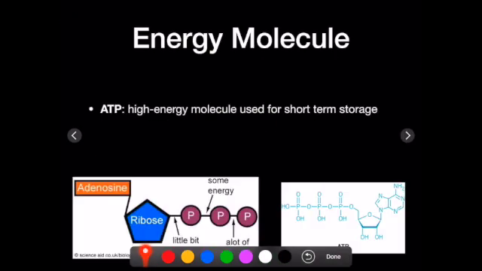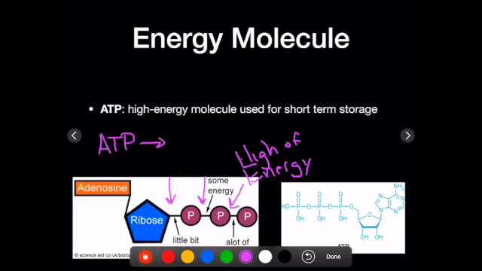Now, the energy molecule that most living things use is ATP. ATP stands for adenosine triphosphate, and ATP is a high energy molecule used for short-term storage. The energy is stored in these bonds. For example, bond 1, bond 2, and bond 3. Bond 1 has a high amount of energy. This is where most of our energy is produced. So when ATP is broken down into ADP, energy is released. Again, ATP is our high energy molecule stored in these bonds.